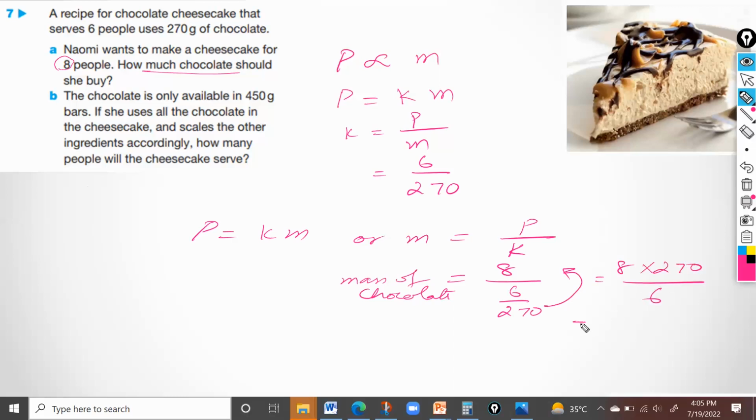So what we get now? Question 7. You do with the calculator, I'm also doing the same. So I got here 360 grams. Okay, so this is the answer for A part. Like for 8 people, the recipe uses 360 grams of mass of chocolate. Now we go for question 7B part.